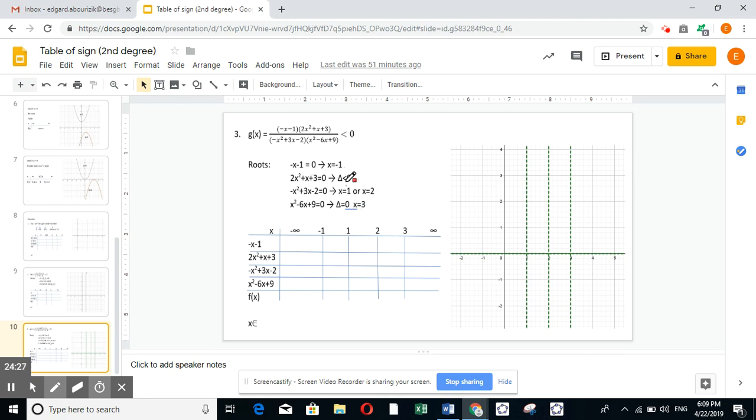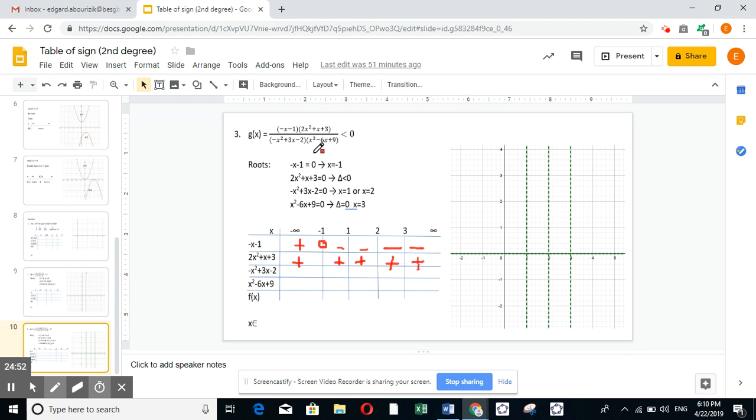So let me start with the first one. You have the root, which is -1, degree 1. So opposite of a same, so plus, then minus. The second one, second degree, delta negative. I look at a, which is positive, so all positive.